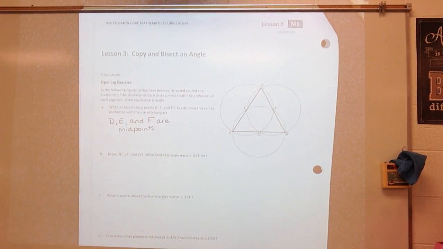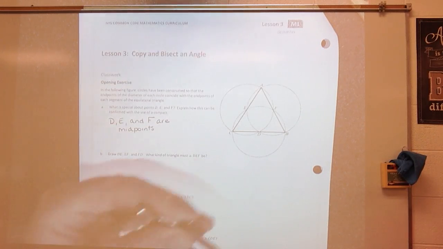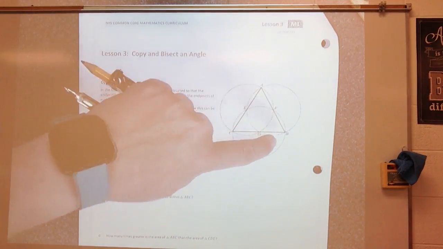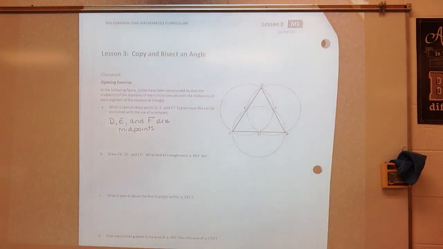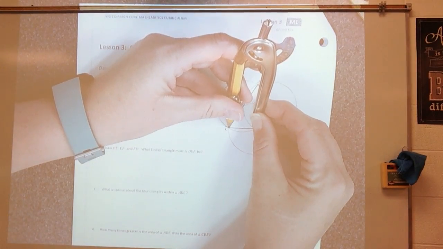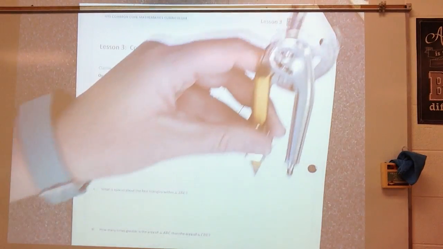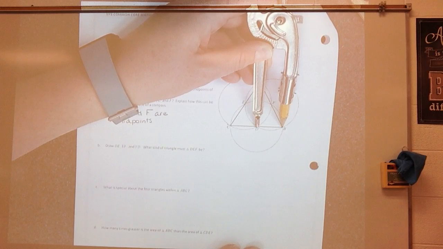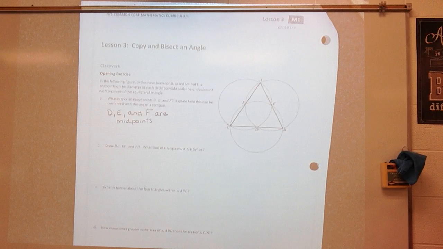How can it be confirmed with the use of a compass? Well, how can I figure out that D is the same distance from C as it is from B? Guys, I can take my compass and I can measure the distance between C and D, and then I can take my compass and I can measure the distance between D and B, and I see that they're the same distance. So therefore, I know that D, E, and F are midpoints.